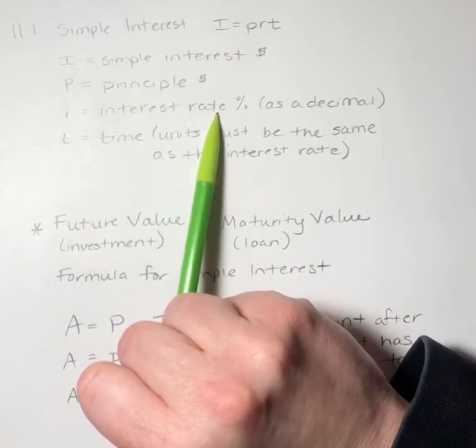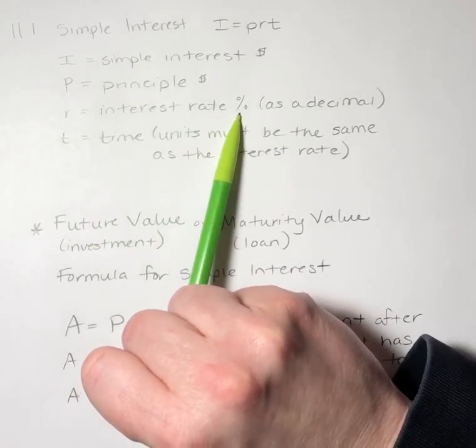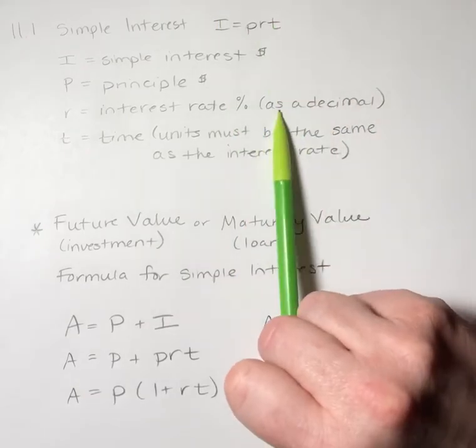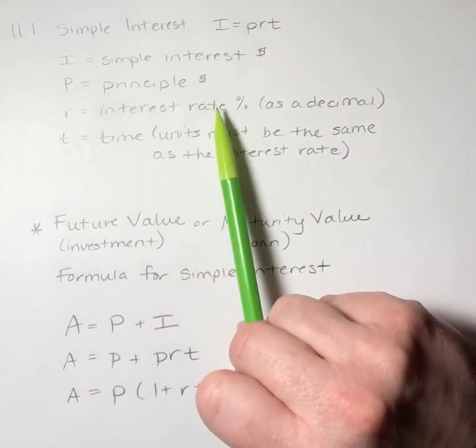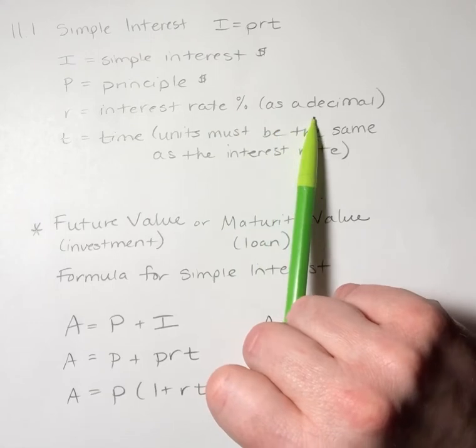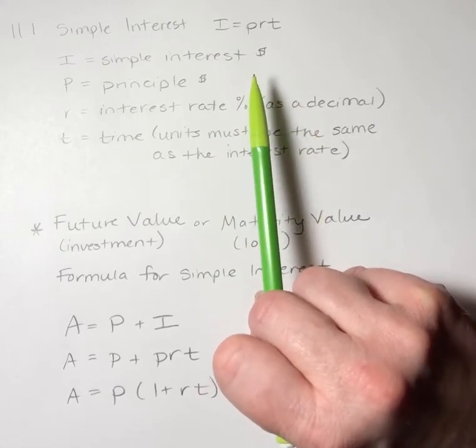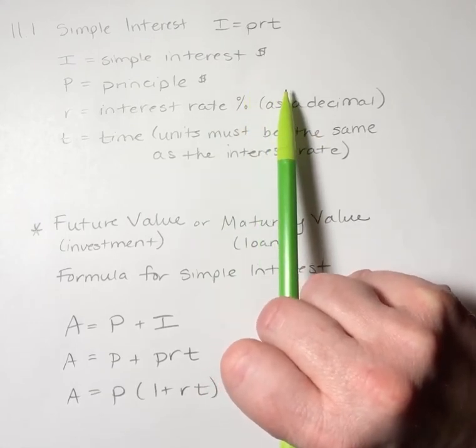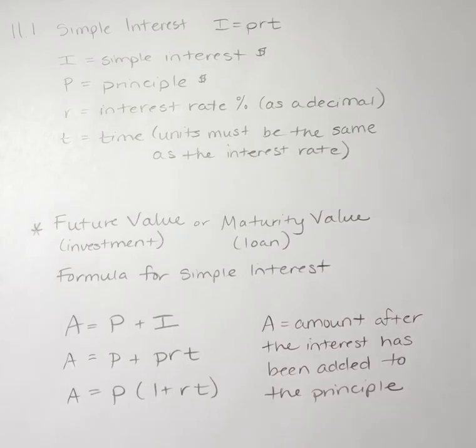R is your interest rate, which is always given as a percent. In the formula, it has to be written as a decimal. So to change a percent to a decimal, you divide by 100. You move the decimal point 2 places to the left.